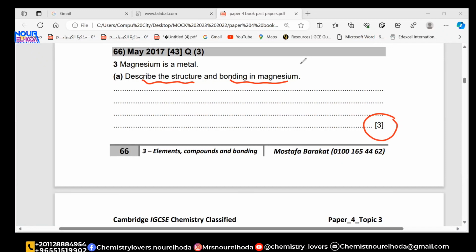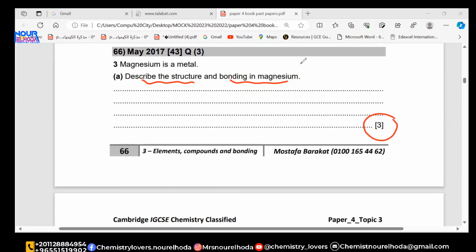So we can say that they have very strong bonding. Okay, and also in the structure, they have a regular structure. Correct. Bravo. That's true. So I'm going to say that it is a regular structure.